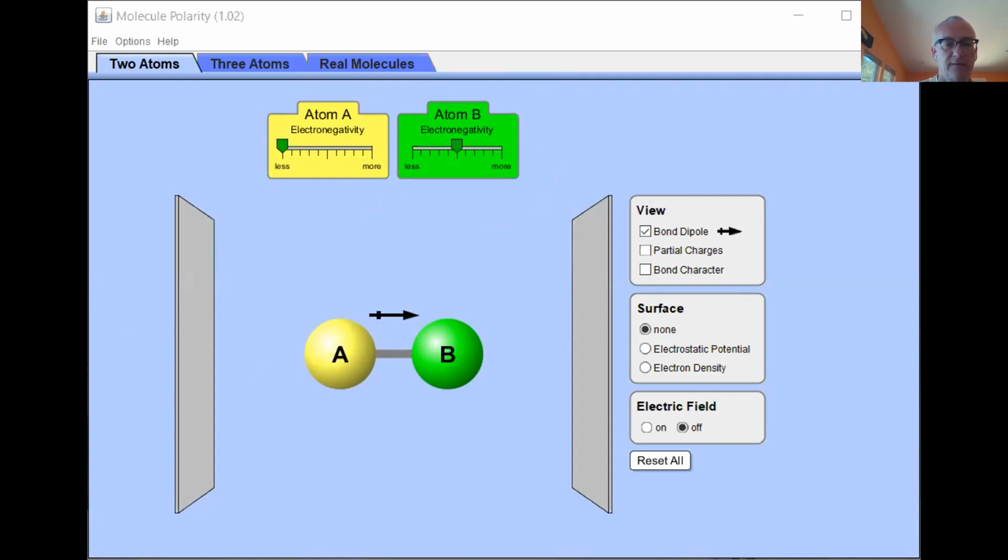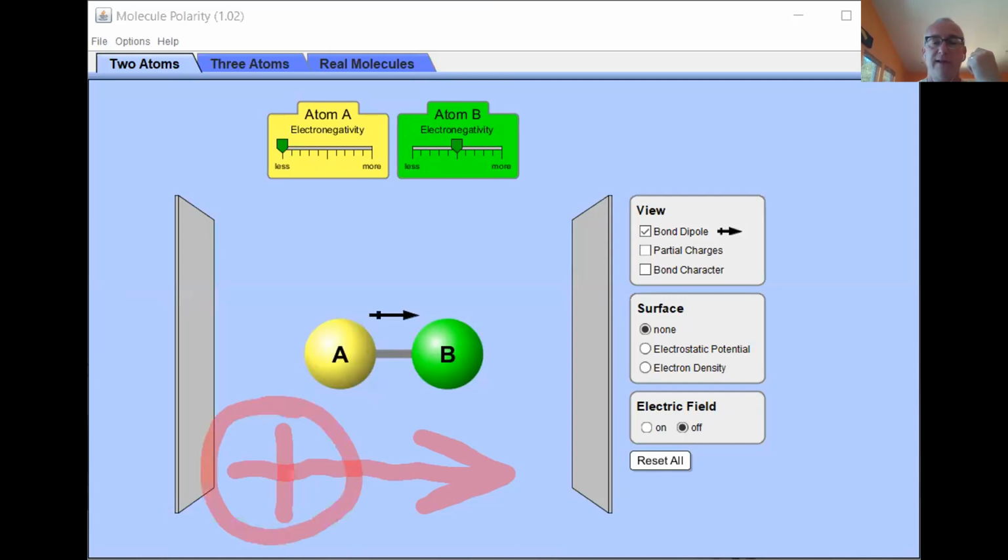Remember, we put an X where the partial positive charge is, over the less electronegative atom, and the arrow points toward the more electronegative atom. Basically, the arrow points to where the higher electron density will be, toward whoever is going to be more negative, where the electrons are.